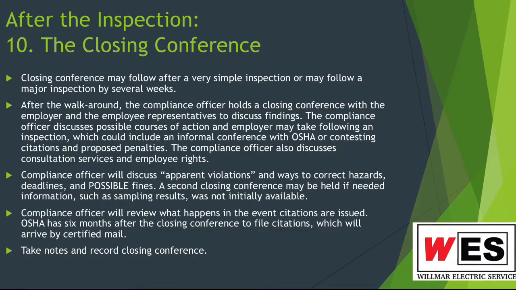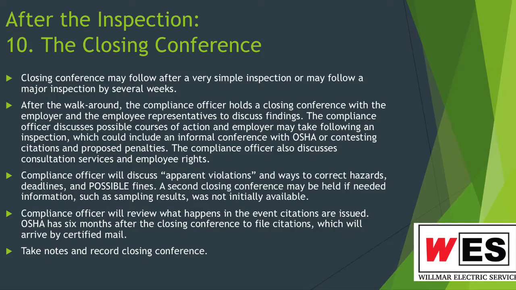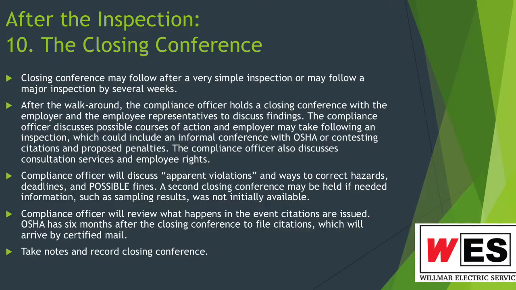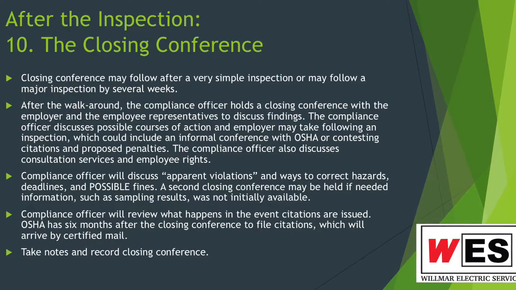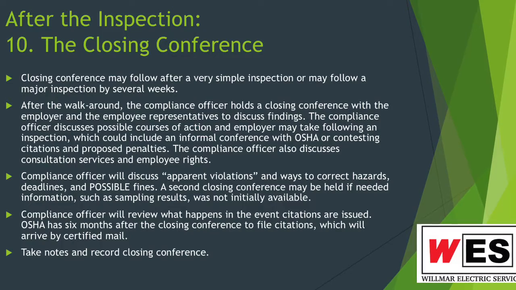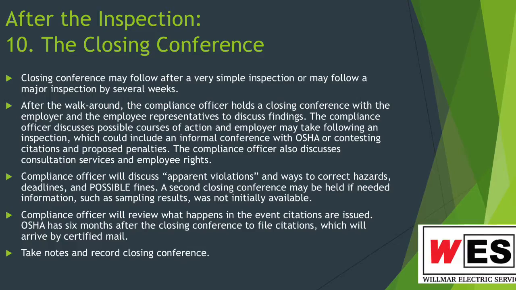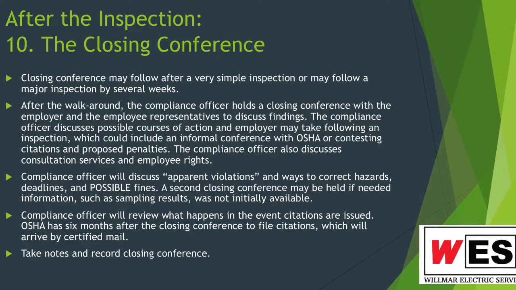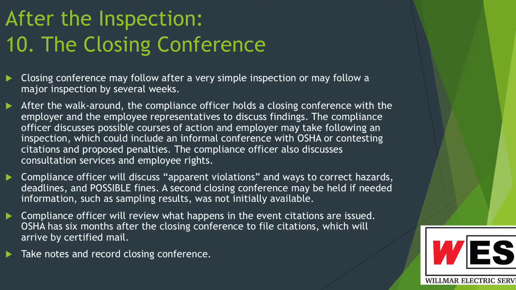One of these courses of action is an informal conference with OSHA to contest citations and propose penalties. The compliance officer will also discuss apparent violations, ways to correct hazards, deadlines, and possible fines. A second closing conference may be held if needed information, such as sampling results, was not initially available. OSHA has 6 months after the closing conference to file citations, which will arrive by certified mail. Always take notes and record the closing conference.